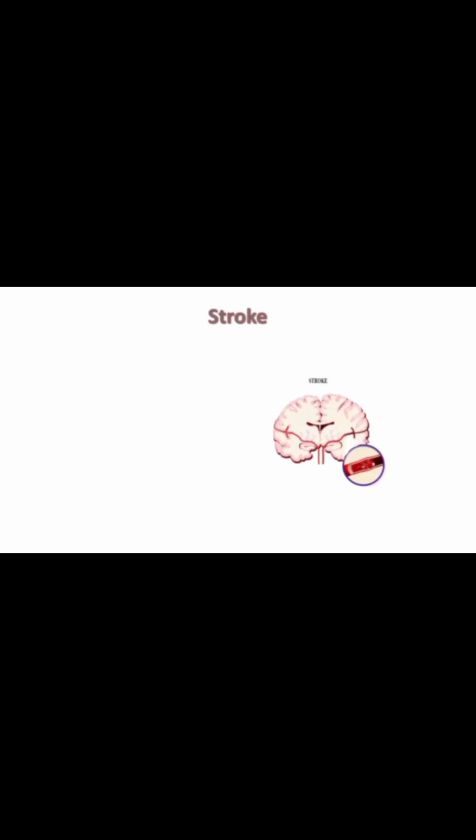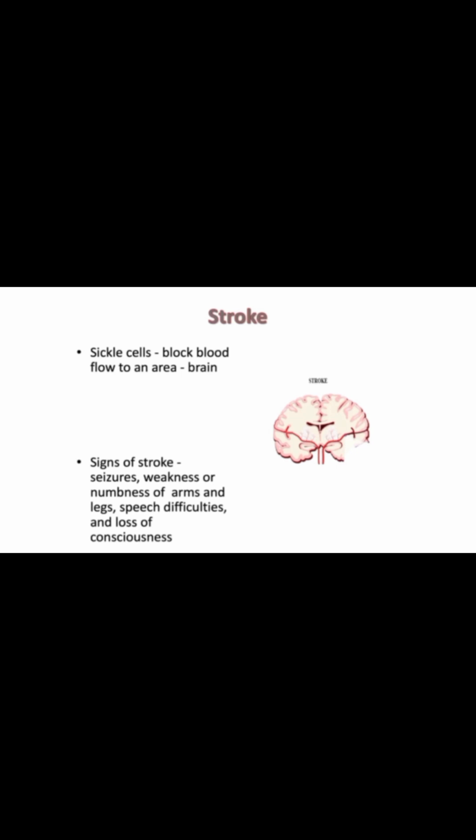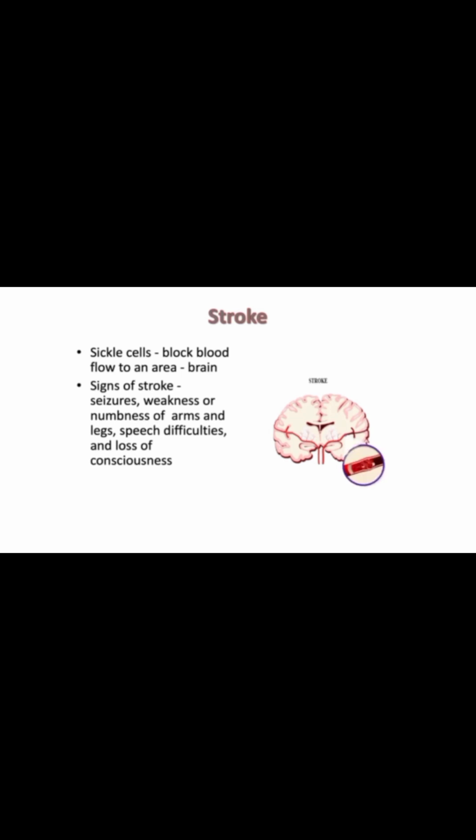Complications. Sickle cell anemia can lead to a lot of complications. Stroke. Sickle cells can block blood flow to an area of the brain. Signs of stroke include seizures, weakness or numbness of arms and legs, sudden speech difficulties, and loss of consciousness. If a child has any of these signs or symptoms, seek medical treatment immediately. A stroke can be fatal.